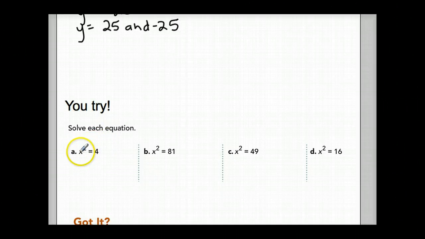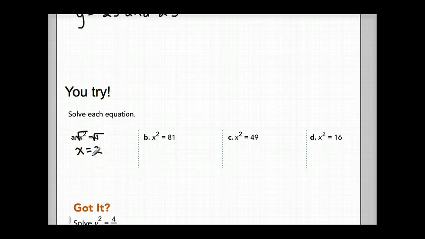So what I want you to do now is write these four equations somewhere in that box and go ahead and try them. What is x squared equals 4? We're solving for x. x squared equals 81, x squared equals 49, and x squared equals 16. Again, let's start you off on this one. You're taking the square root of both sides. So the square root of x squared is x. Square root of 4 is 2, because 2 times 2 equals 4. So why don't you go ahead and pause here to see if you can get the rest of these.